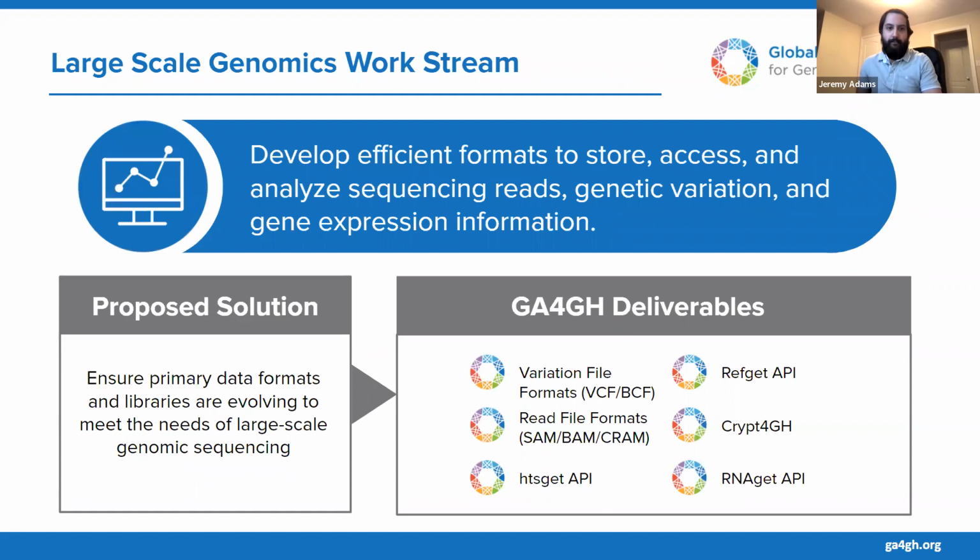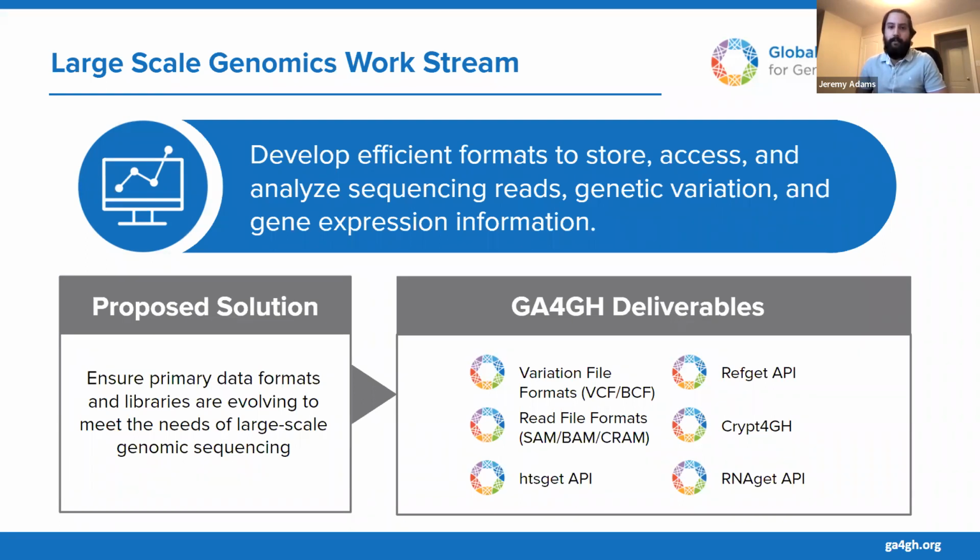Next, we have the large-scale genomics workstream. High throughput next generation sequencing technologies continue to produce data at a massive scale. That scale is still accelerating. As sequencing technology improves, we can get it to greater and greater depth, and that just makes the data footprint larger and larger. So the large scale genomics workstream's aim is to meet this challenge through efficient and standardized formats to store, access, and analyze sequencing reads, genetic variation, and gene expression information.